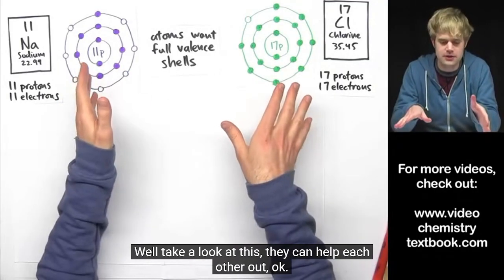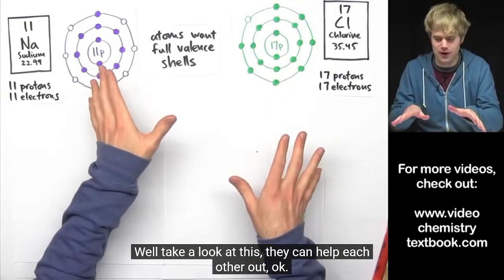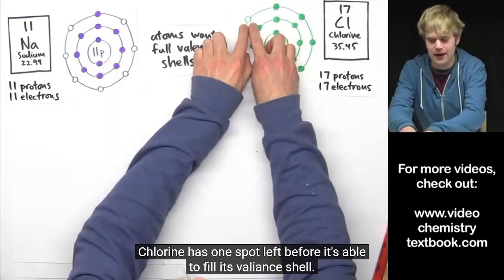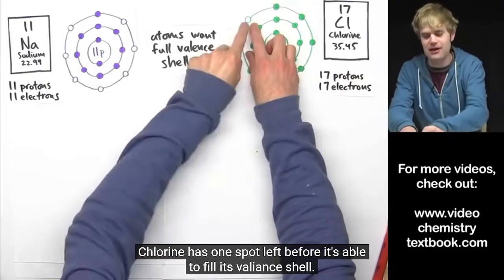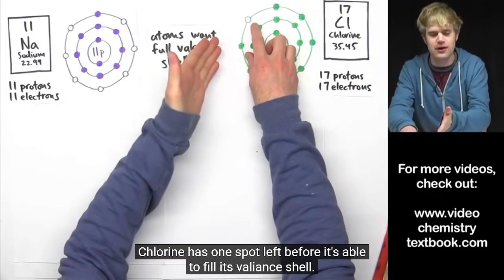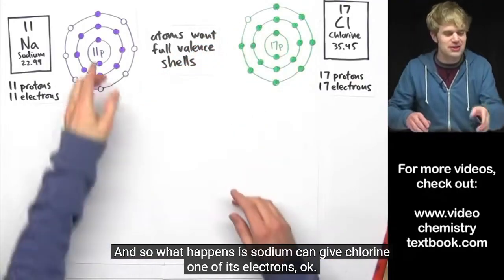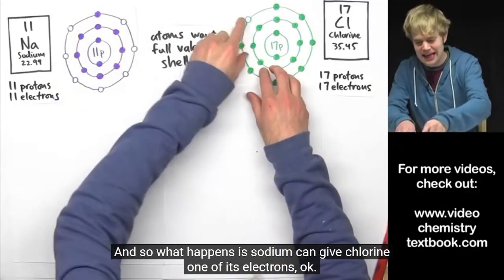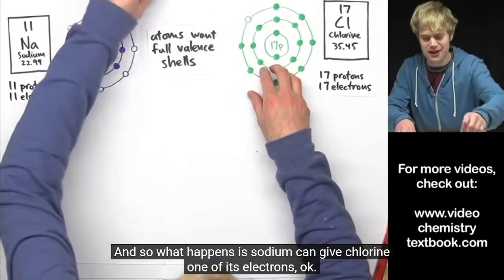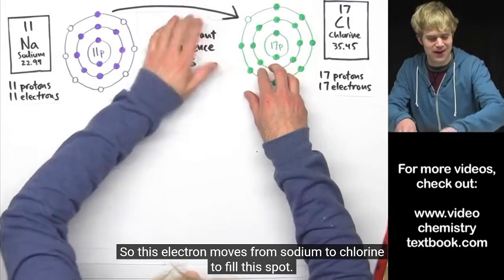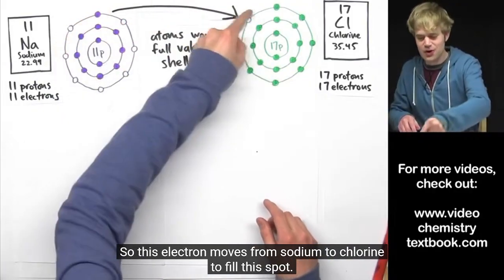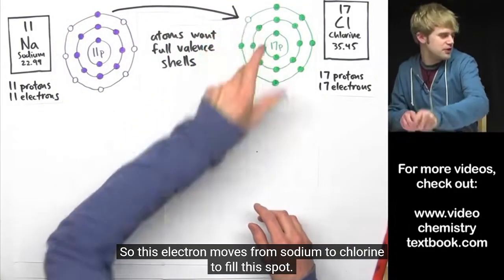Well, take a look at this. They can help each other out, okay? Chlorine has one spot left before it's able to fill its valence shell. And so what happens is sodium can give chlorine one of its electrons, okay? So this electron moves from sodium to chlorine to fill this spot.